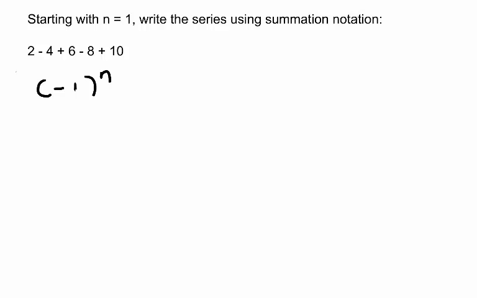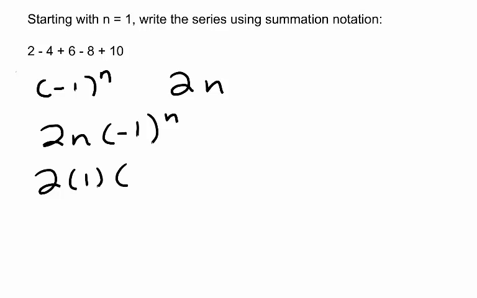Since each successive term doubles, we know that we must have 2 times n somewhere in our summation formula. So we can try 2n times negative 1 to the n, and when n equals 1, that would give us 2 times negative 1 to the power of 1, which equals negative 2. And when n equals 2, we would have positive 4. Again, this one doesn't quite work, because although our values are doubling and appear to match so far, the signs are opposite the original series. So I know that this one will also not work.